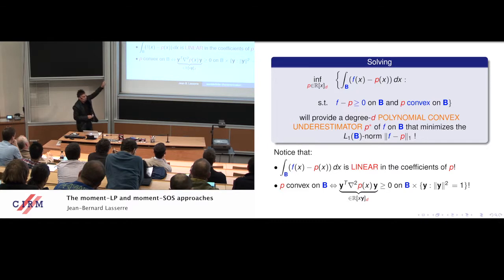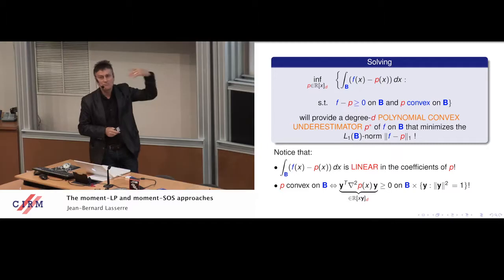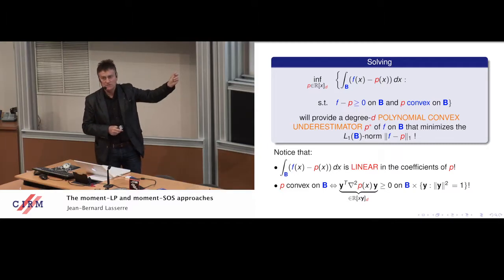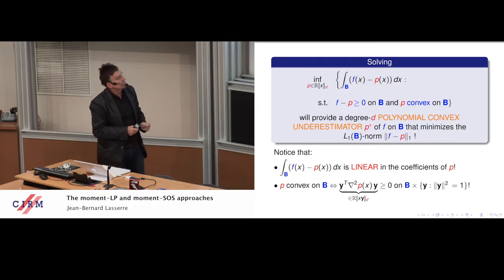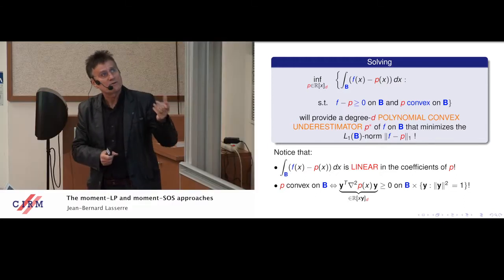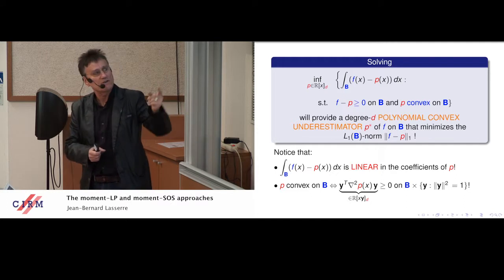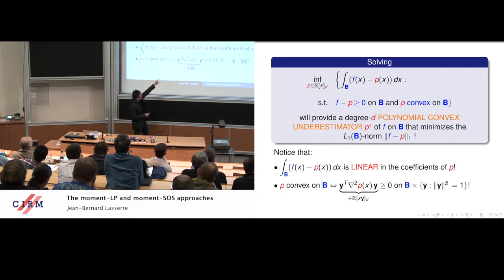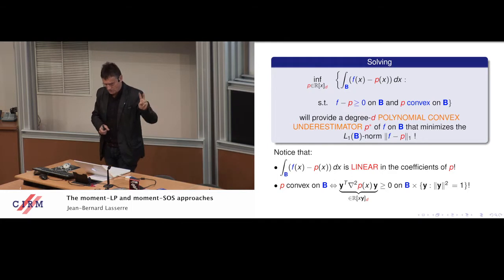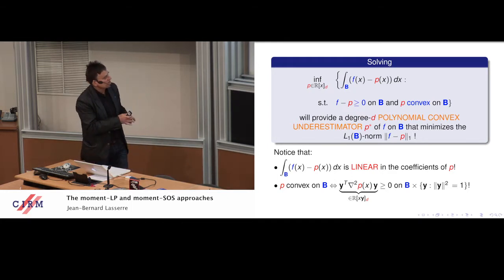You look for a polynomial P that will be dominated by f on the box, and then you have to impose that P is convex. So you have two constraints. F minus P should be non-negative on B. Then we know that we can use this positivity certificate. But the convexity constraint is also a positivity constraint: P is convex on B, the same as saying this polynomial, Y transpose the Hessian of P times Y, should be non-negative on B. So you have two positivity constraints where you can use the Putinar certificate.